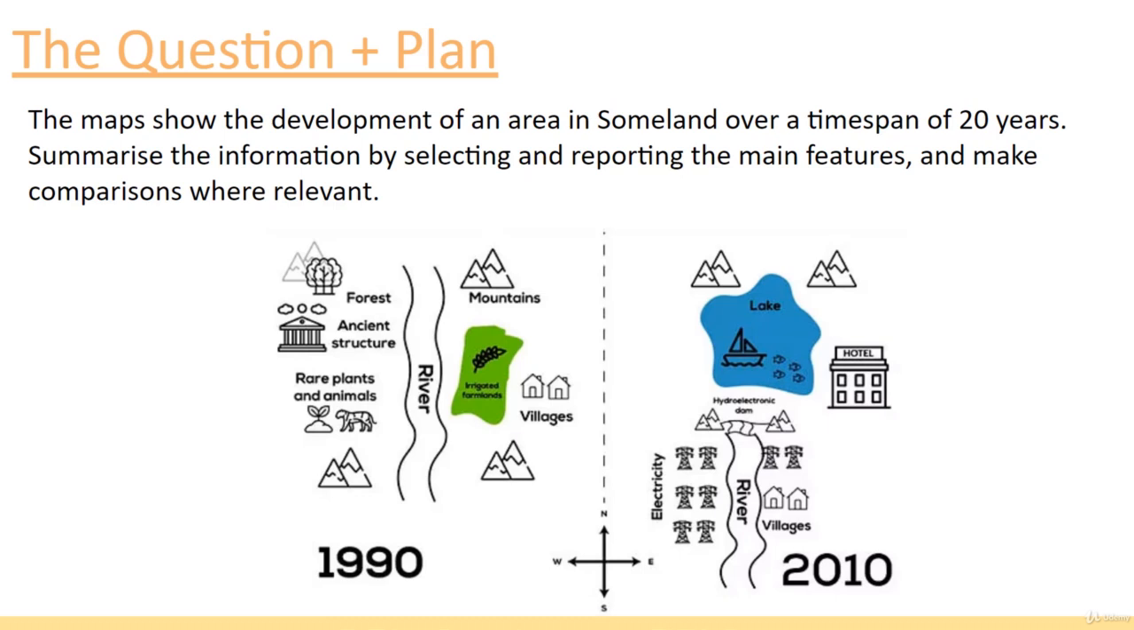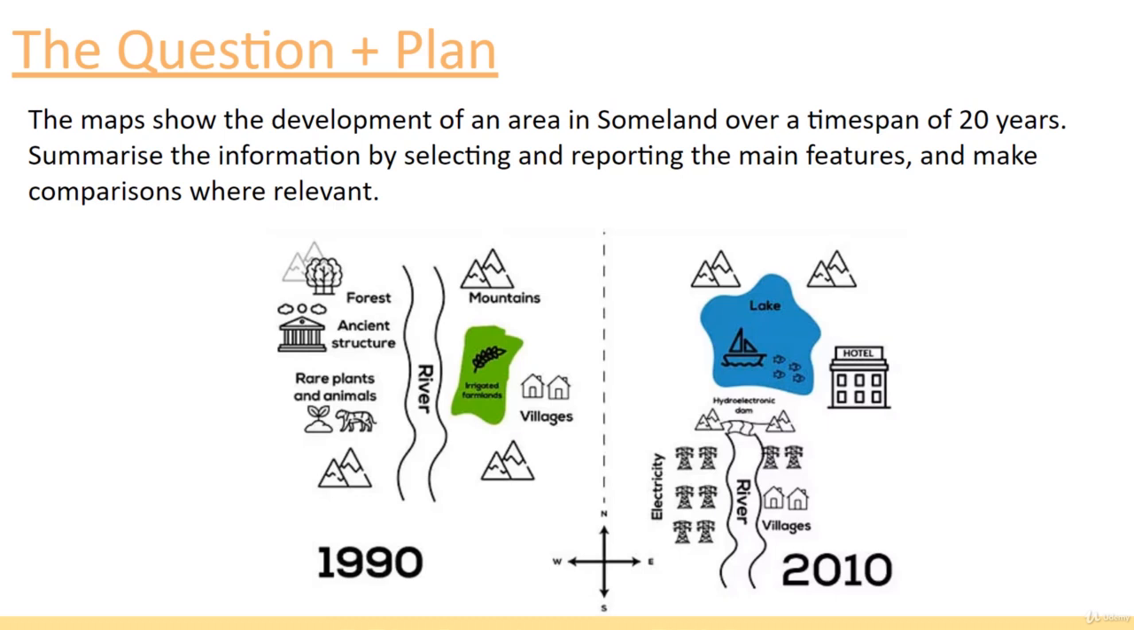So 1990, I can see through the middle of the map we have a river. To the left we have a forest at the top, ancient structure, rare plants and animals, as well as some mountains sort of scattered around each corner of the map. To the right, to the east of the river, there's some farmlands, irrigated farms, and a village too. Okay, so sounds like quite a nice place.